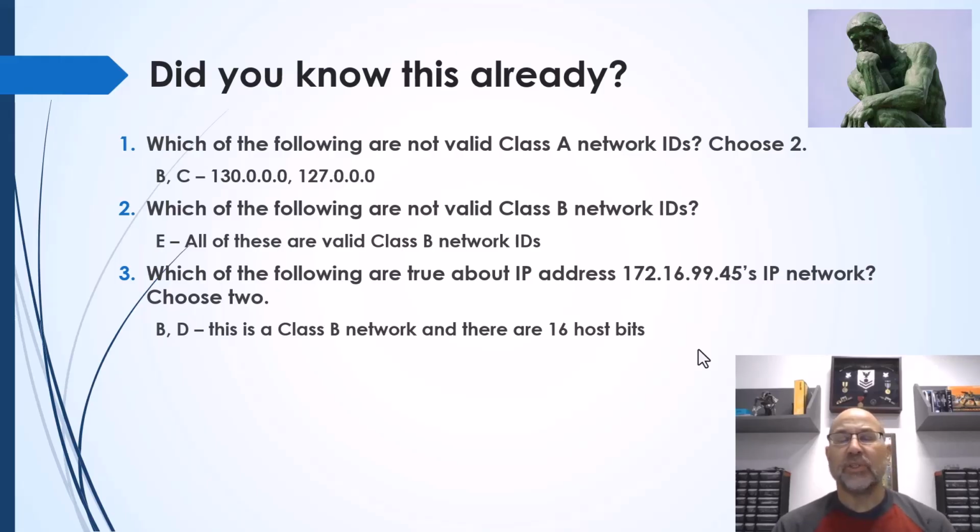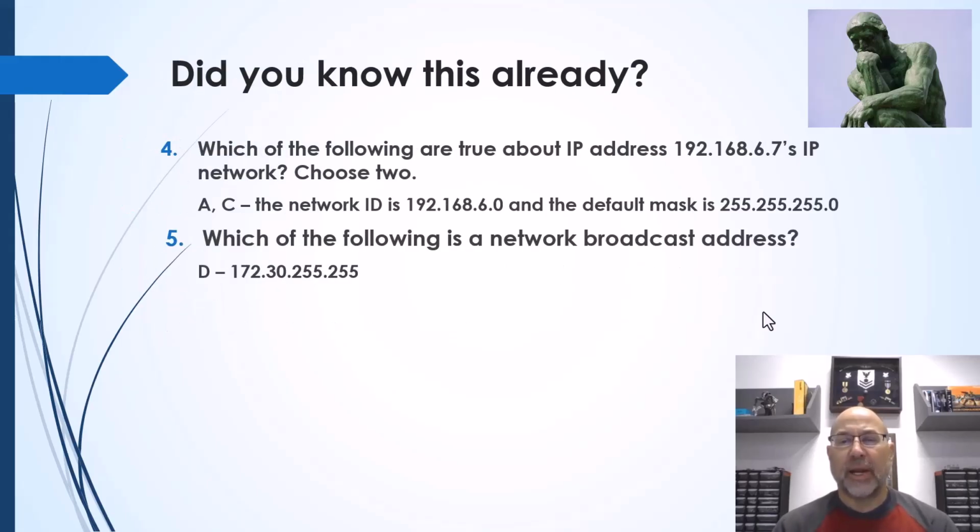Which of the following is true about the address 172.16.99.45's IP address? Choose 2. Well, the answers were B and D. This is a Class B network, and there are 16 host bits. We know that because it's Class B, and so the 99.45, that's a representation of the space that is allocated to the host portion.